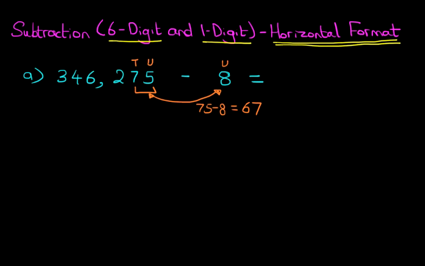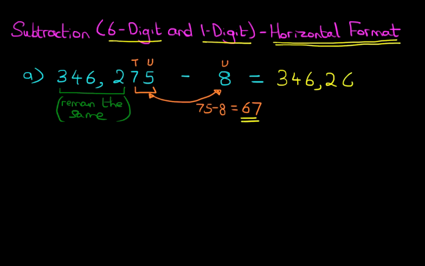Now as for all the other digits, we've done the subtraction. These remain the same. They do not change. Therefore the answer to this question is 346,267. Okay, and we get a nice big tick. So that was nice and simple.